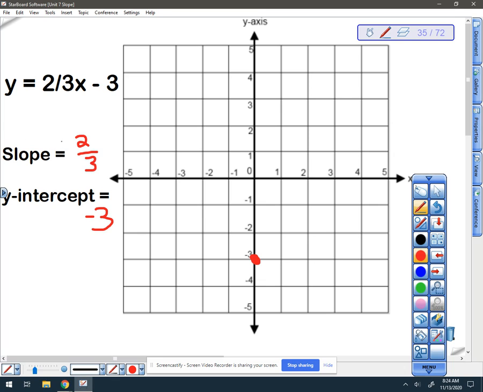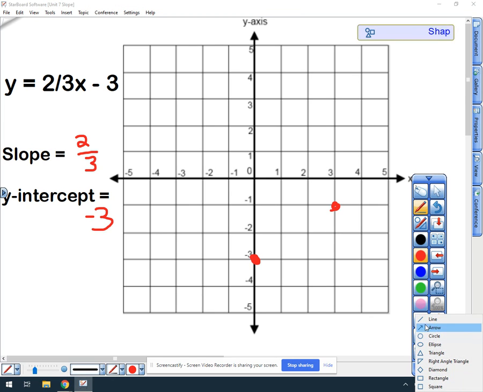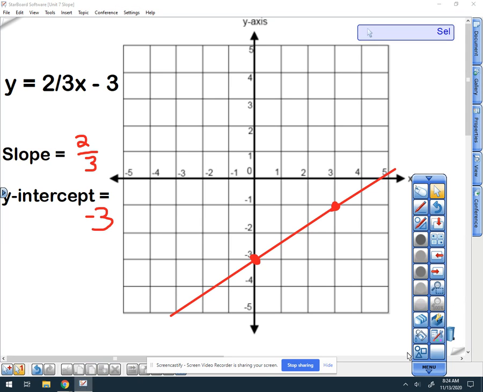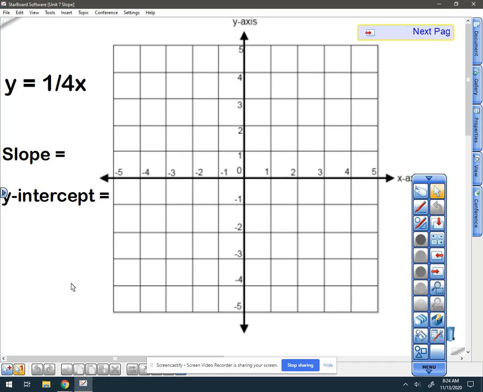How's it going to move? It's positive, so up 2 over 3. Up 2 over 3. And then you would draw your line. All right, pretty simple. There's a couple that are special ones that we'll get to here in a minute.